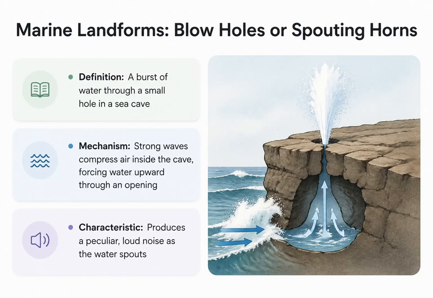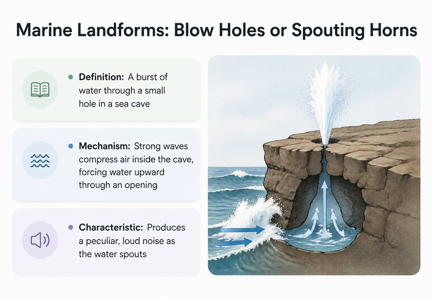Shifting our focus from oceanic waves to the coast, let's examine marine landforms created by wave action. First are blowholes, also known as spouting horns. These occur when a sea cave has a small opening at the top. As strong waves crash into the cave, they compress the trapped air. This immense pressure forces the water to burst upward through the hole, creating a spectacular geyser-like spout, accompanied by a loud, peculiar rushing noise.